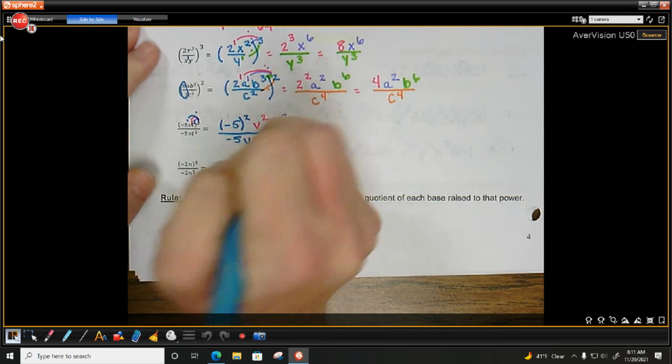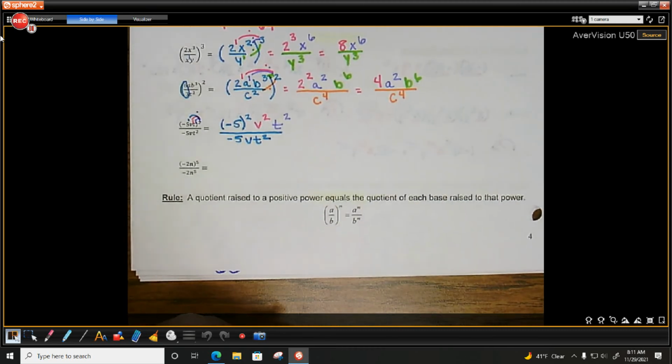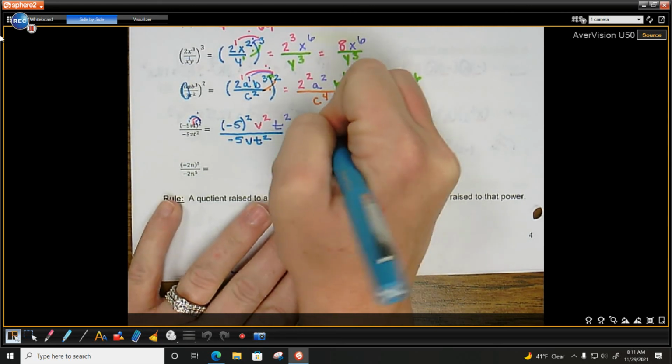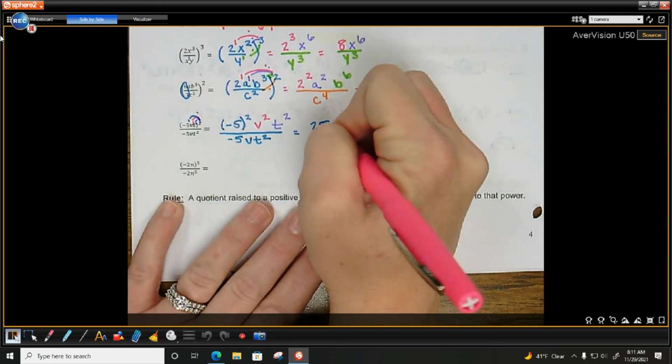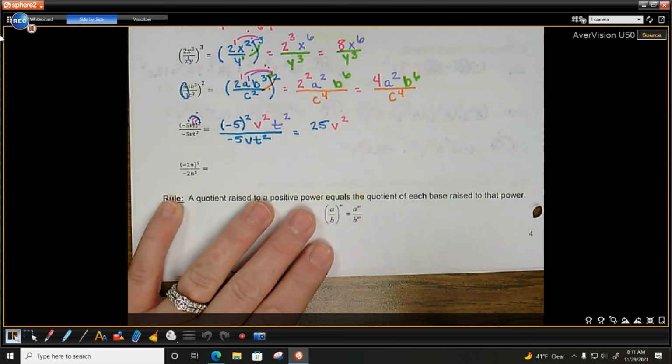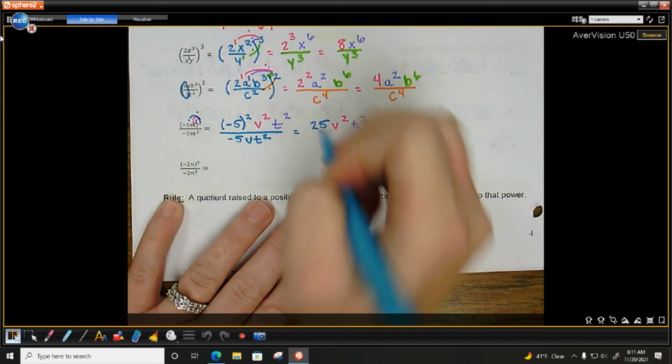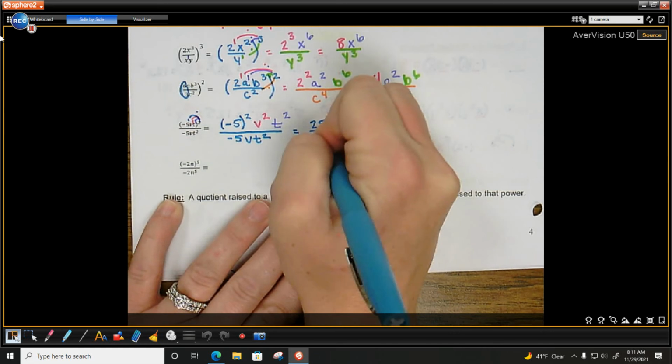Okay, what's -5 squared? Positive 25, because a negative times a negative is a positive. So this becomes positive 25 v to the second t to the second over -5 vt squared. Good?